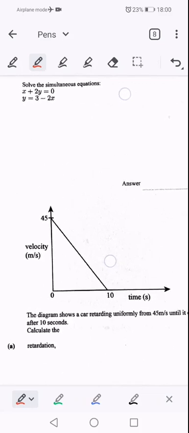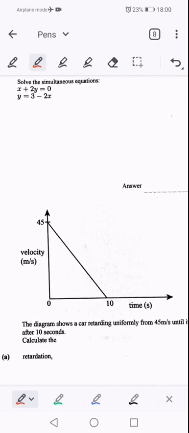Alright, solve the simultaneous equations. First of all, you have to do rearranging of the equations, so that the x terms are in line, the y terms are in line, and the numbers and letters are also in line.